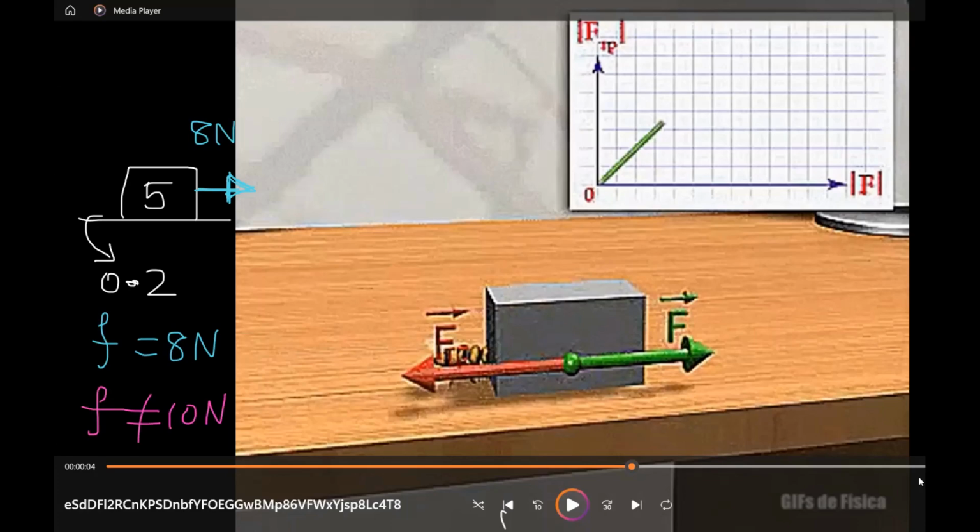Sir, how, sir? You didn't understand. I'll give you only one statement. You're applying force, right? How much force do you have to apply to move this fellow? To move this 5 kg, how much force do you need to apply?